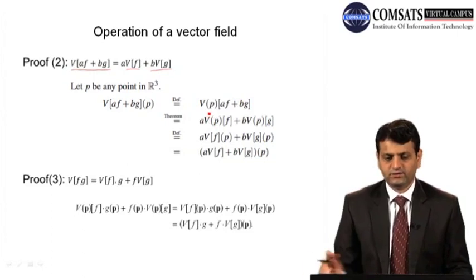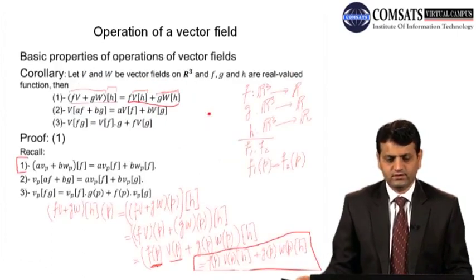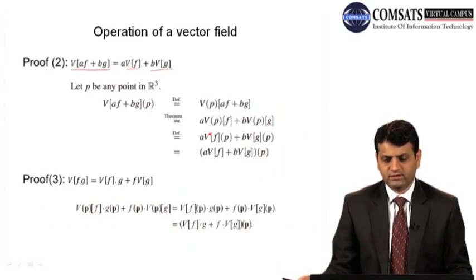And according to this theorem which we just proved, we can distribute V of P on the values af plus bg, so it will become a V of P applied on f plus b V of P applied on g.